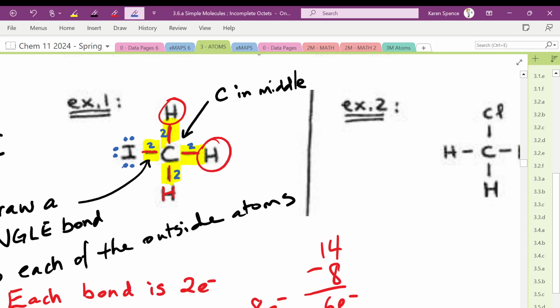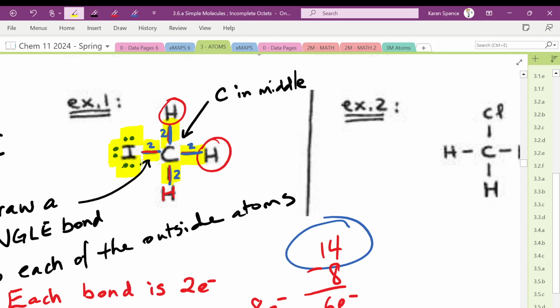So first you draw the skeleton structure, and then you add lone pairs until everybody has 8 except for hydrogen, which only needs 2. Okay? And then once we are done, we have to check and see, do we indeed total up to 14? So if we count our bonds, we have 2 electrons in each bond. So 2, 4, 6, 8. And then the lone pairs, 2, 4, 6, 8, 10, 12, 14.